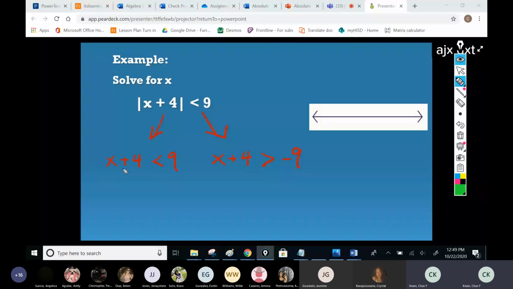All right, now go ahead and solve for x. So that means -4 on the left, -4 on the right. Plus 4 and -4, they will cancel out. So you have x less than 5.